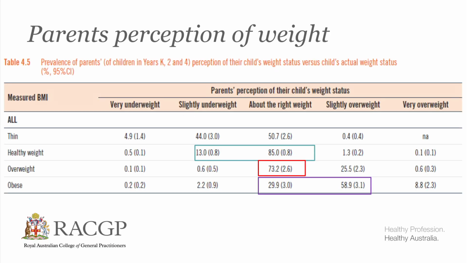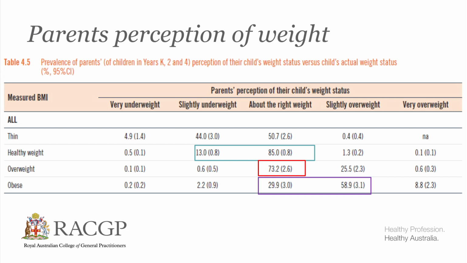This data is really interesting and a really big consideration that we take into place when we're talking to families and parents about a healthy weight or if their child is above a healthy weight. This data comes from the SPANS report from 2015, and it shows that parents of children in years K to 2 and 4 were asked whether they considered their child to be very underweight, slightly underweight, about the right weight, slightly overweight, or very overweight. And parents' responses were examined against their child's actual BMI.